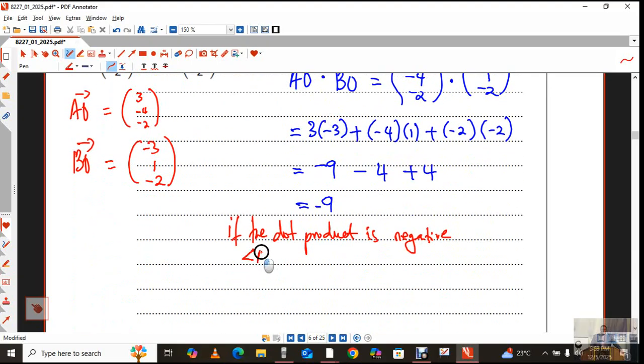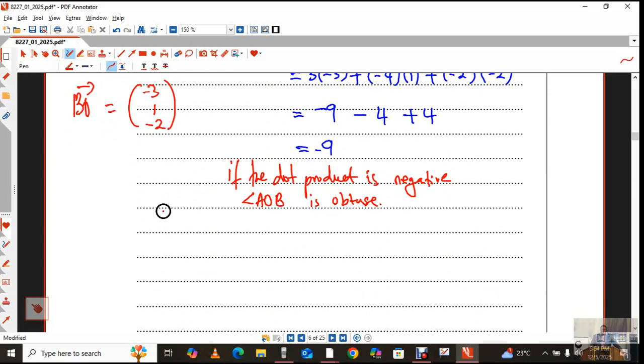Angle AOB is going to be obtuse. Very important: if the dot product was positive, the angle would be acute. If it's 0, it's 90 degrees. So what is the formula? Remember, you can find the formula in the formula sheet, but you should know it.